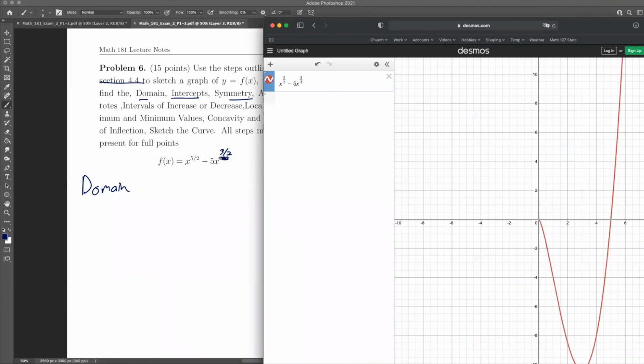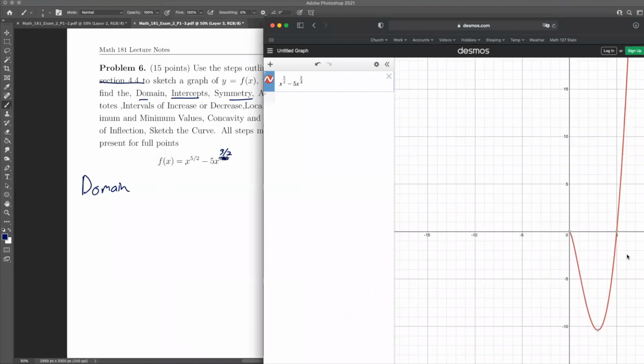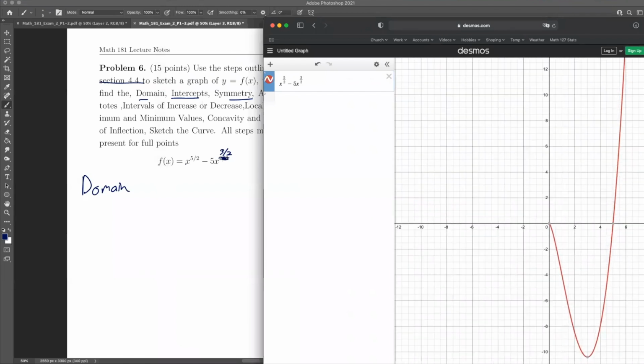Is this what I wanted? Somehow this doesn't look like what I wanted. Did I want it the other way? Hold on. I pulled this from the homework. Let me double check. I pulled this from the homework. Let me double check.